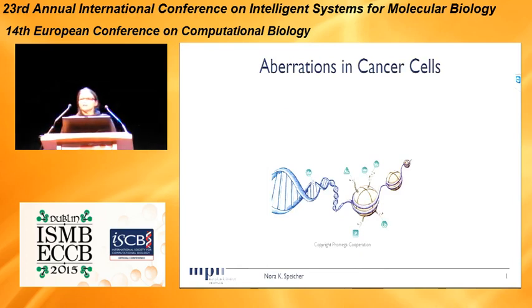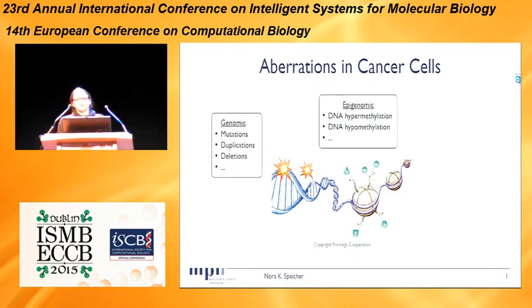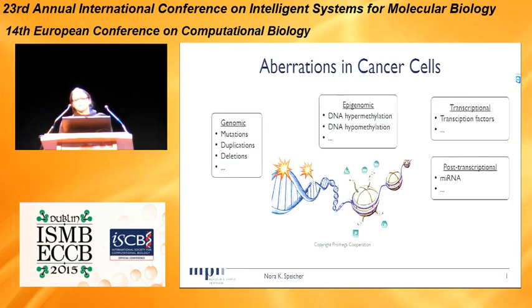What happens in cancer cells is that a lot of aberrations are accumulated, and these aberrations happen on different levels of the cell. So, for example, at the genomic level, like mutations, duplications, and deletions, but also at other levels, the epigenomic level, the transcriptional and post-transcriptional level, and so on.